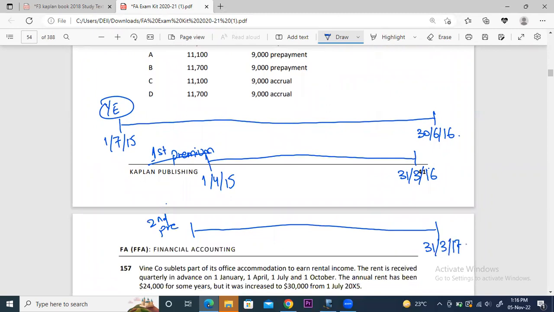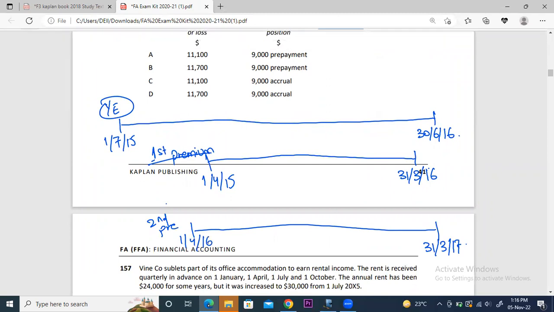Sir, this timeline method alone, I'm not able to understand very clearly, sir. It's a little confusing.